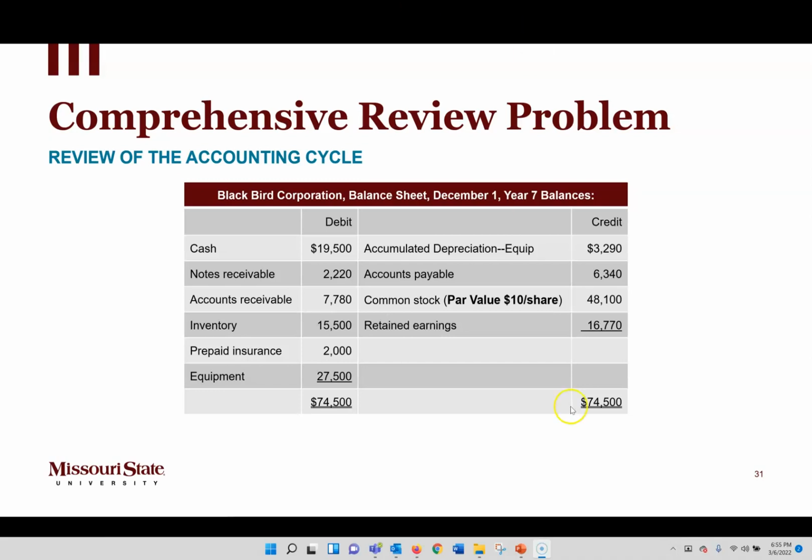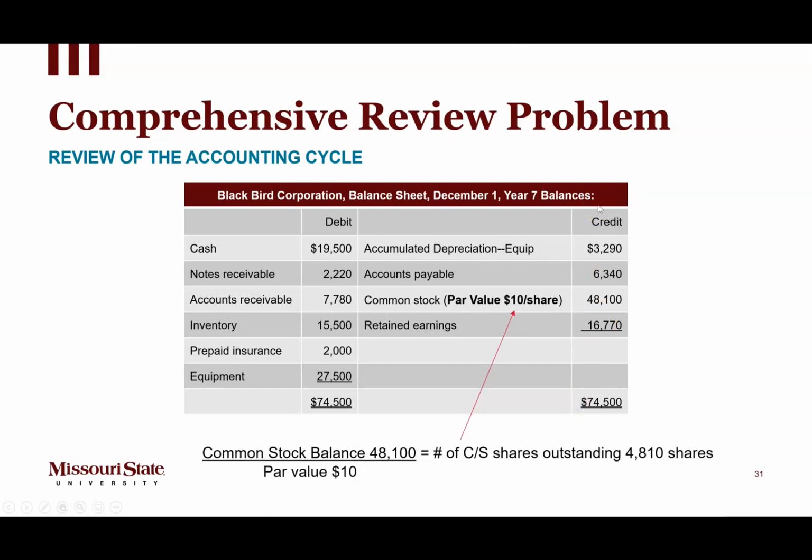So the first thing we need to note is that we are going to find the number of shares outstanding, which is 4,810. We get that by dividing our common stock balance, 48,100, by the par value, what we say we should be able to sell it for, not what we actually sell it for. We'll talk about par values in another chapter, but here we just divide that 48,100 by the 10, and that gives us 4,810 shares outstanding.